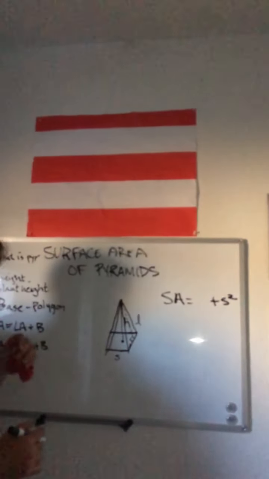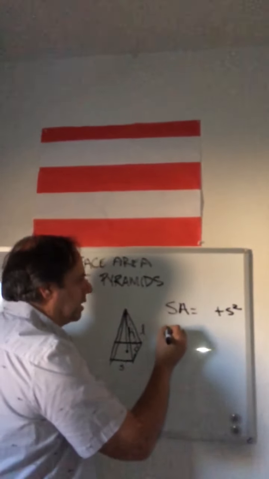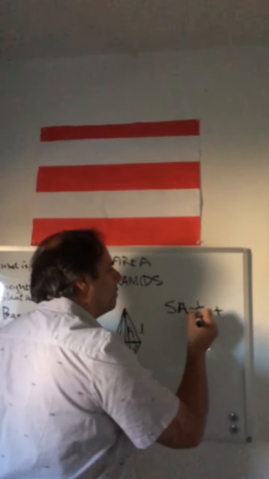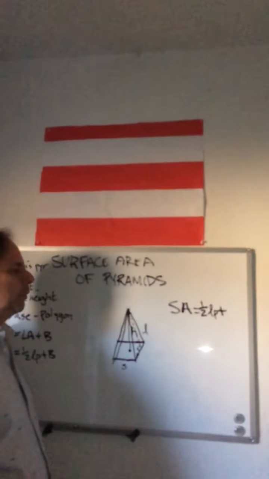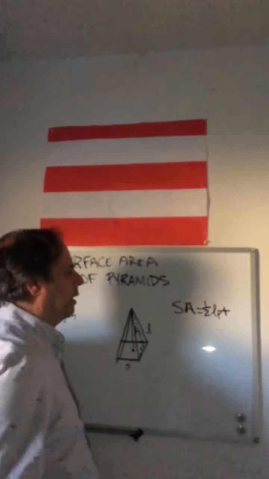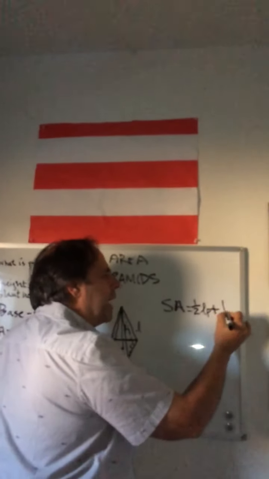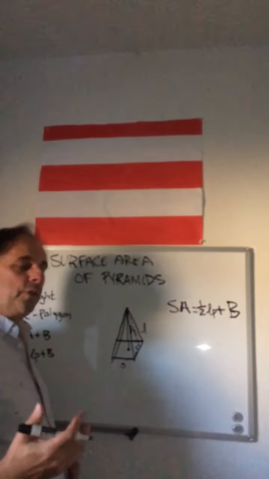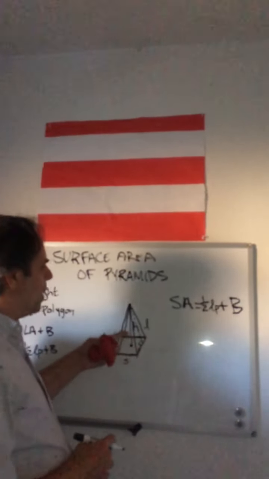Now we have a new formula. Well, I guess I should have written this down first. So it's 1/2 the slant height times the perimeter of the base. Whatever the perimeter is, we multiply it by the slant height, divide it by 2, and we get the lateral area. And then the base, again, it depends on what kind of polygon it is. And then we use the formula for that polygon. Okay? So we need to know the perimeter of this.